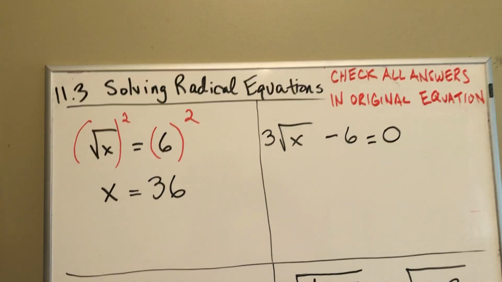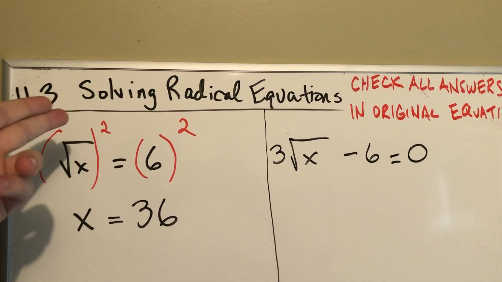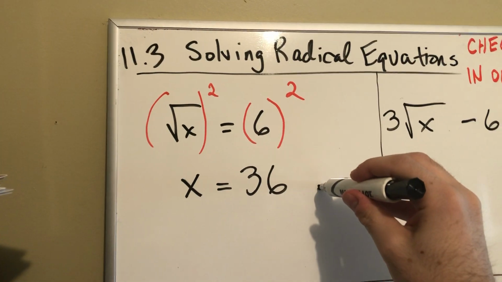Like I said, we would check that: put 36 back under the radical sign right here, take the square root of 36, it equals 6. So that one is good. We'll put a little check mark here.